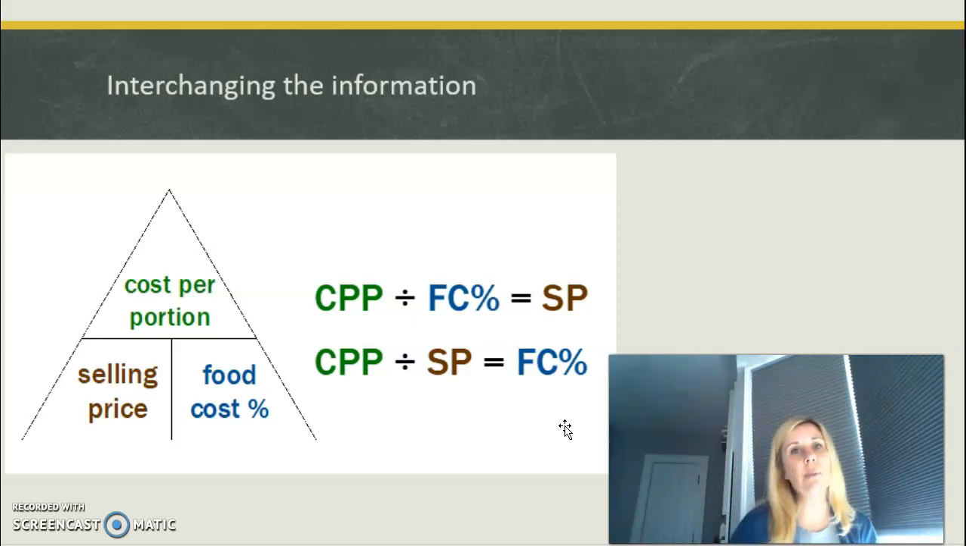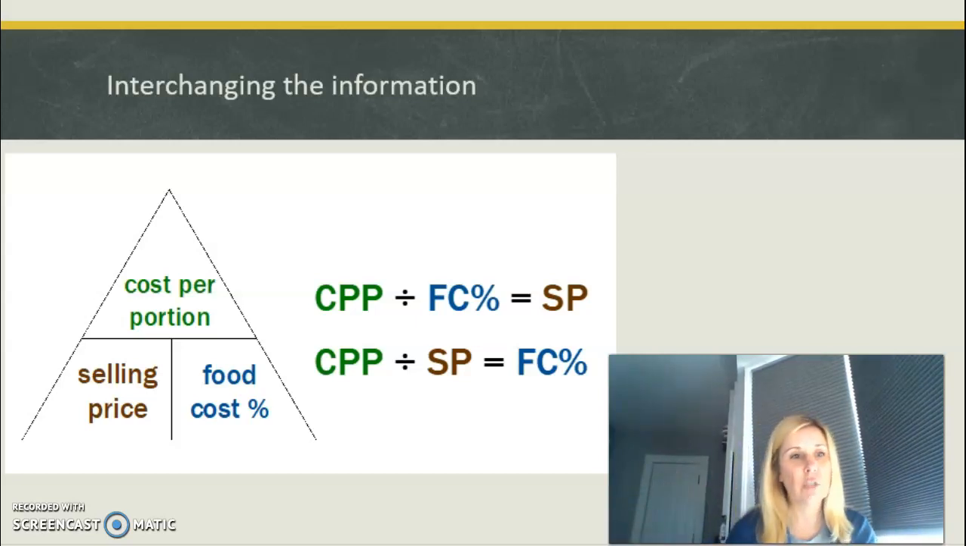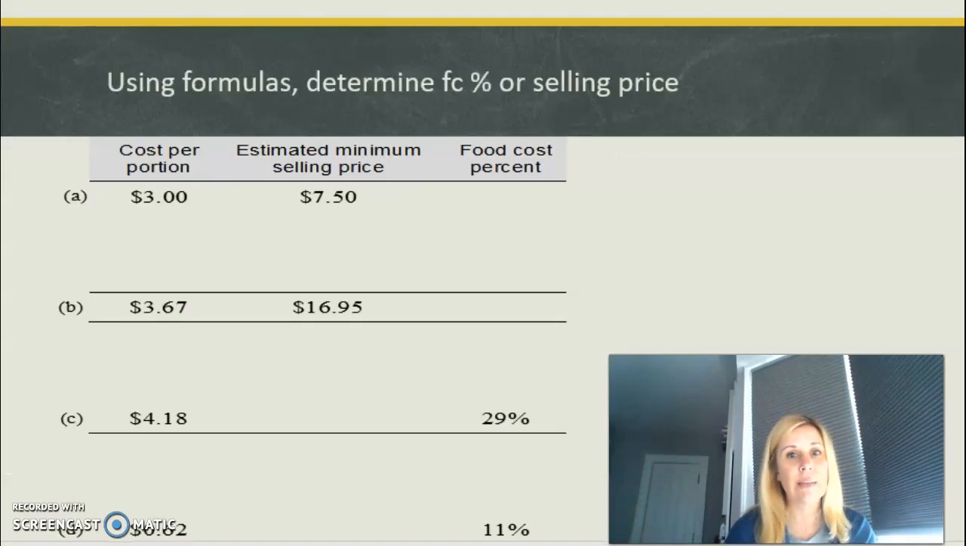The better formula, the more proactive formula that I want you to use so that you can be good at turning profit in this business is that first one there. Cost proportion right here divided by food cost percent will tell you what to sell it for. No guessing. You know how much you paid for it, divided by the food cost percentage that you want, and that will tell you how much to put it on the menu for, or selling price.